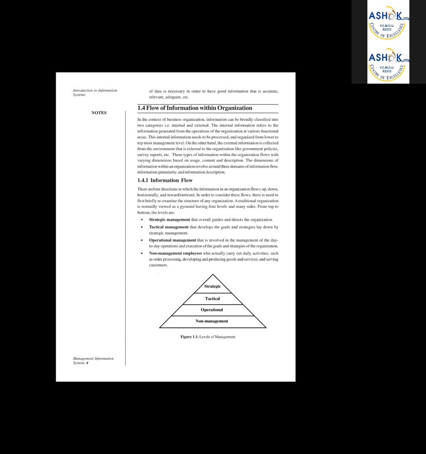Second, tactical management, that develops the goals and strategies laid down by strategic management. Third, operational management, that is involved in the management of the day-to-day operations and execution of the goals and strategies of the organization. Then non-management employees, who actually carry out daily activities such as order processing, developing and processing goods and services, and servicing customers. In the diagram, levels of management: non-management, operational, tactical, and strategic.